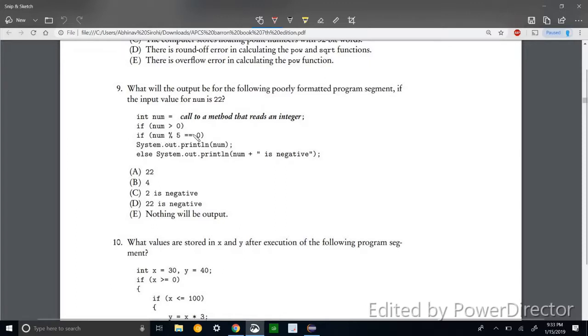If 22 mod 5 equals 0, and we know that 22 mod 5 isn't 0, so it never gets to this line over here. And after that, it skips straight to the else, so it just prints num, which is 22, and then is negative. So number 9 will be D.